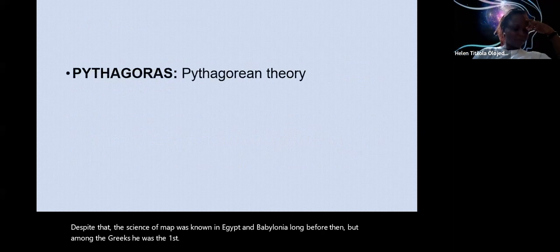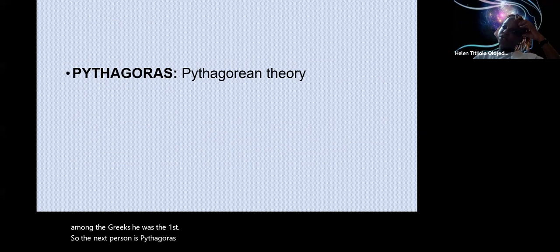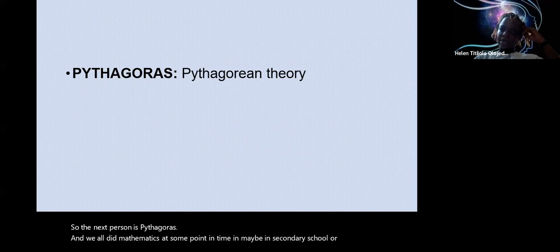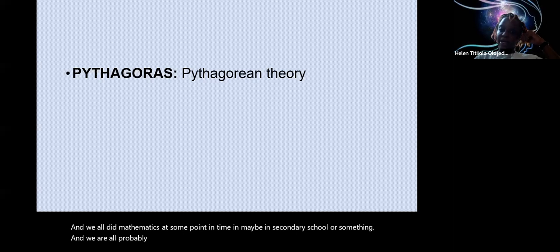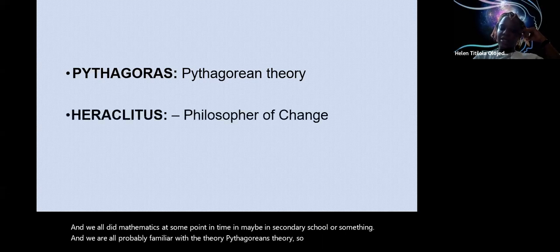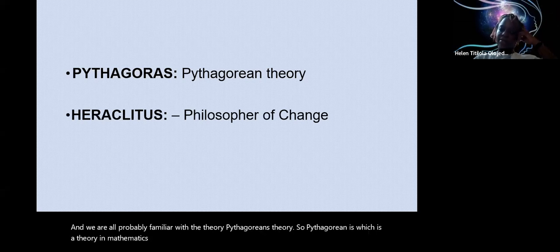So the next person is Pythagoras. We all did mathematics at some point in time, maybe in secondary school, and we're probably familiar with the Pythagorean theorem, which is a theorem in mathematics. The theorem itself was named after Pythagoras, who was a philosopher in the pre-Socratic era.